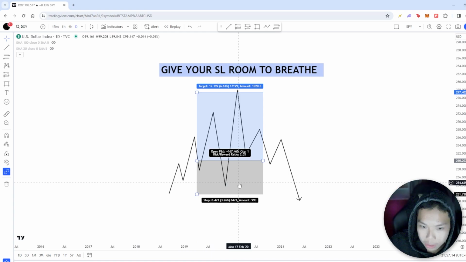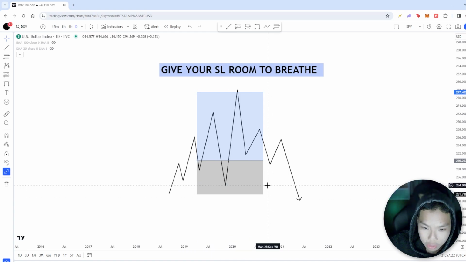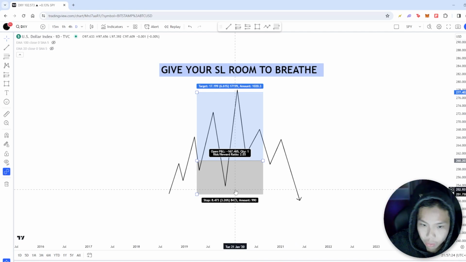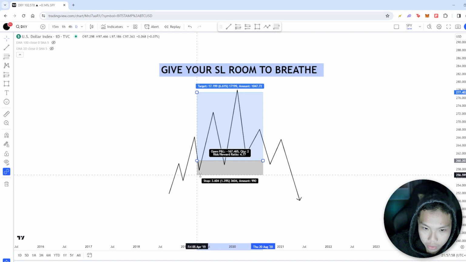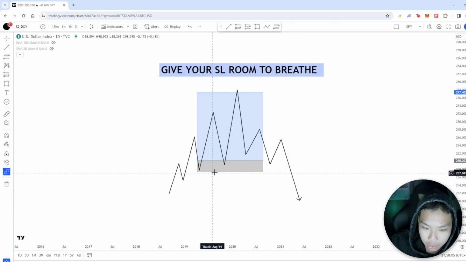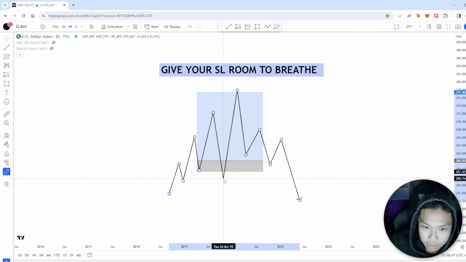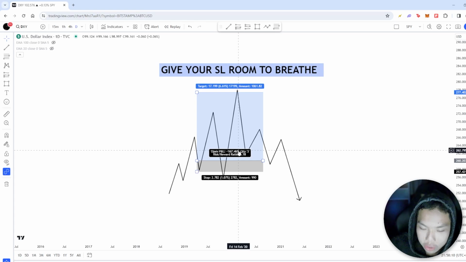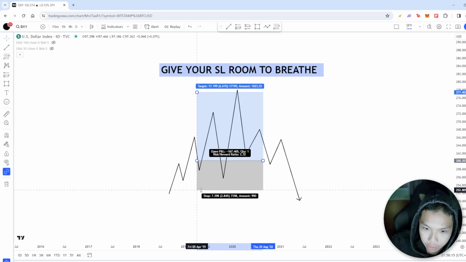So sometimes if you feel that price is a bit too sus and you feel that you might get stopped out by the institutions, you can lower your risk to reward and give your stop loss more room to breathe. So you just sacrifice profits, but you prevent yourself from getting stopped out of the trade for the same amount of risk. So please do not make your stop loss so thin just because you want to get a higher risk to reward. You get stopped out easily before the trade plays out. It's not worth it. Alright, so always give your stop loss room to breathe.